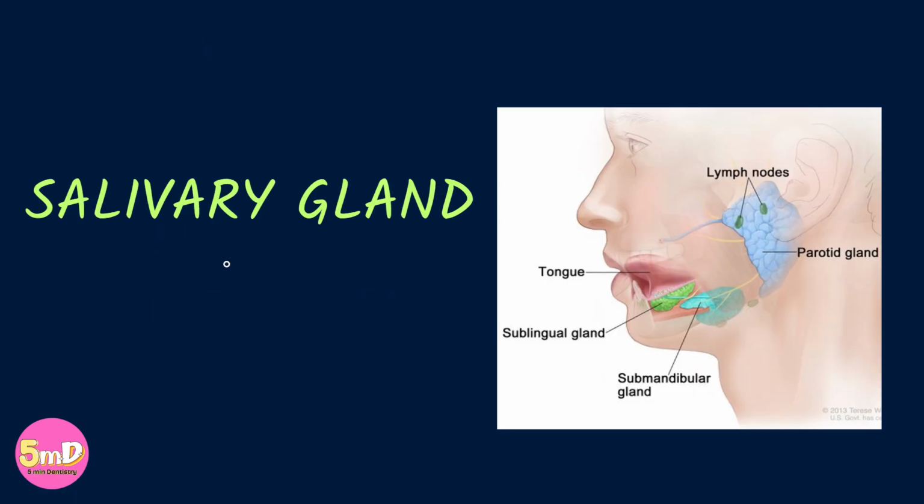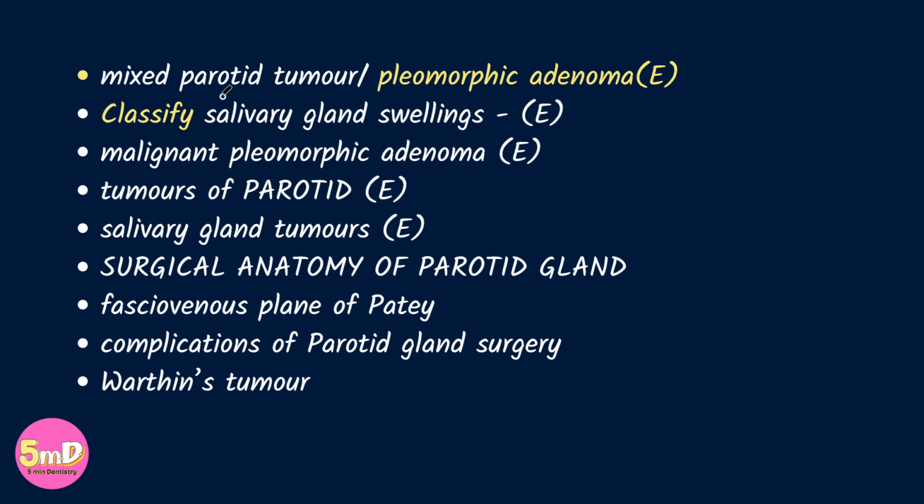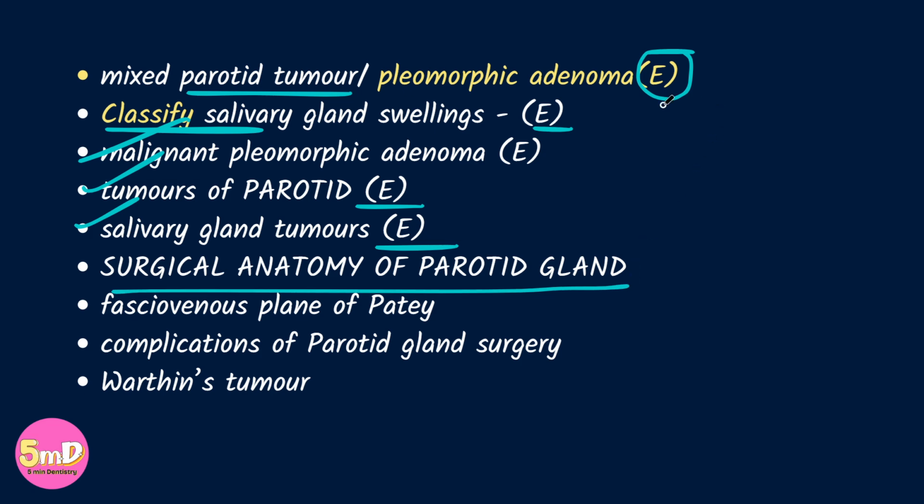The next is salivary gland. In salivary gland, the major gland is the parotid, and parotid tumors. Mixed parotid tumor or pleomorphic adenoma is a commonly, often asked essay. And classify the salivary gland swellings has also been asked as an essay. Malignant pleomorphic adenoma, tumors of the parotid separately have been asked as an essay. Salivary gland tumors also have been asked. Surgical anatomy of the parotid gland. As you could see, most of the questions are on the parotid gland.